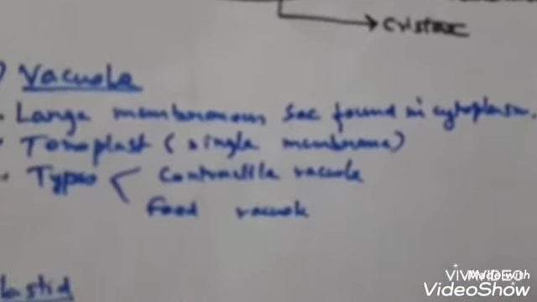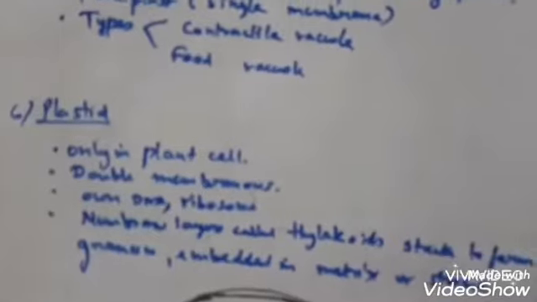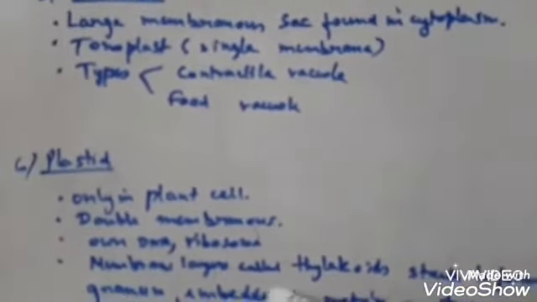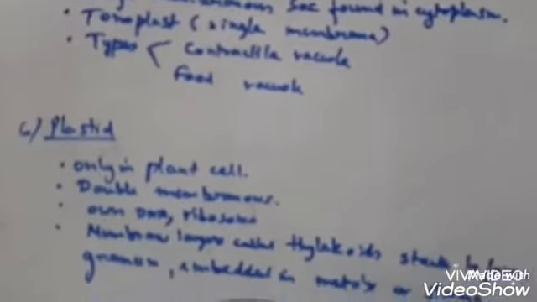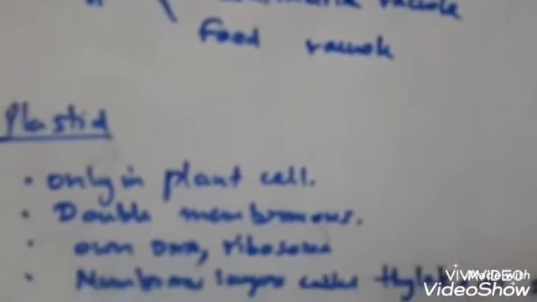Next comes the plastid, which is a very important cell organelle present only in plant cells and algal cells. Plastids are double membrane bound structures. Like mitochondria, they also have a double membrane and their own genetic material, that is, their own DNA and ribosomes. Hence they are also known as semi-autonomous.